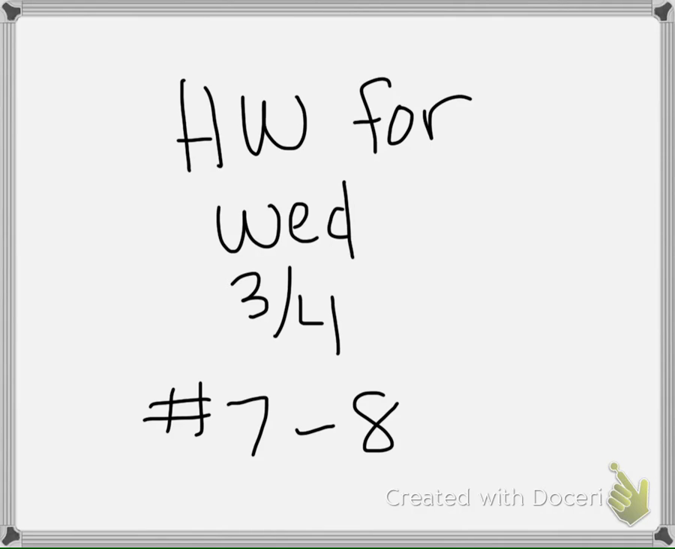This is number 7 through 8. Okay, number 7 states the area of a square is 81 centimeters squared. Find the perimeter of the square. Okay, so I'm going to draw my square. And they told me it has an area of 81 centimeters squared.